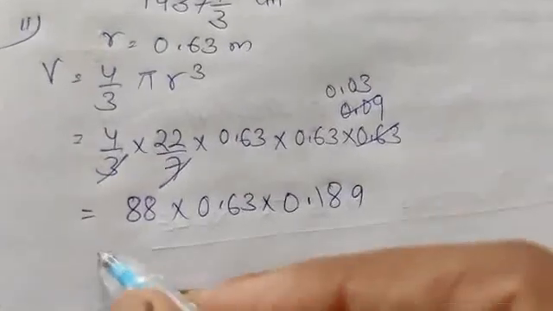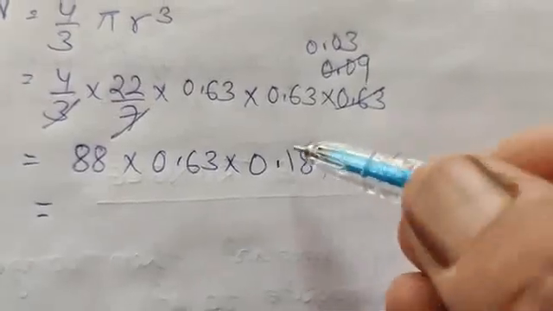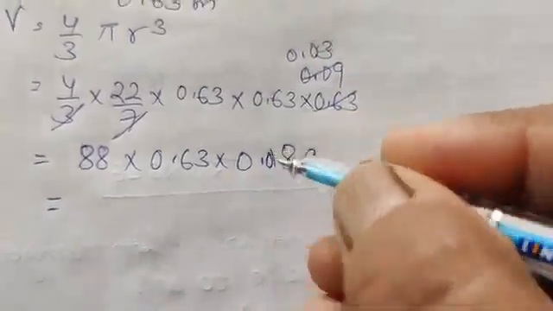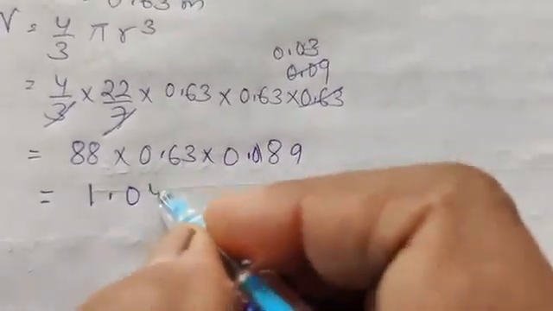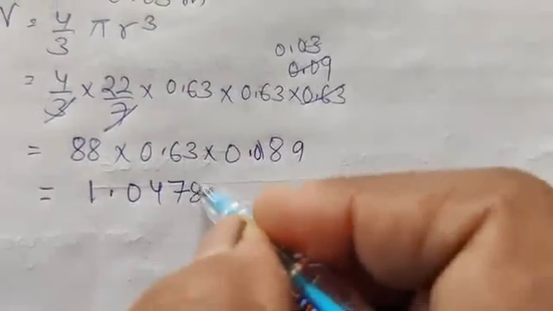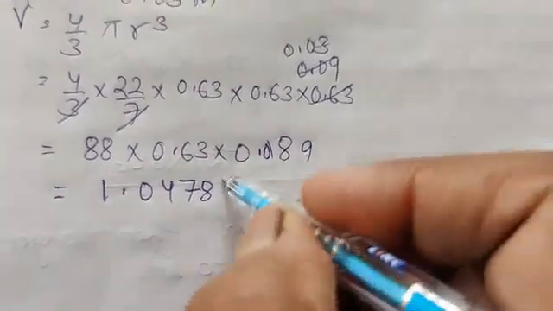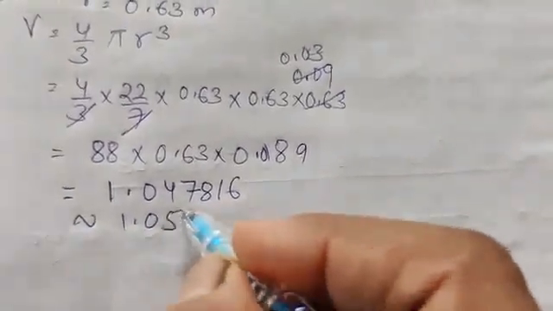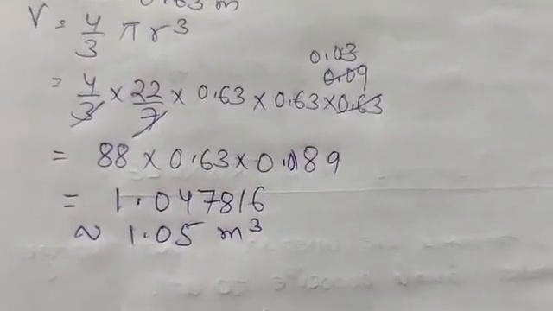Now multiply, you will get the decimal will come to 2 and 2, here is 4, 0.01. Now multiplying this, you will get 1.0478816. Near about 1.05 meter cube. Okay. Next question.